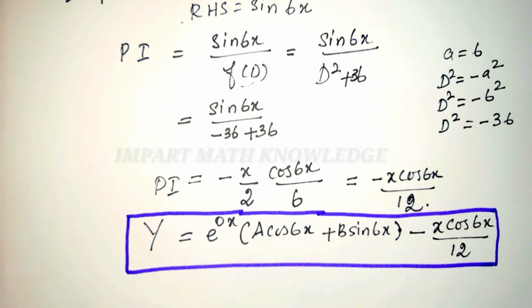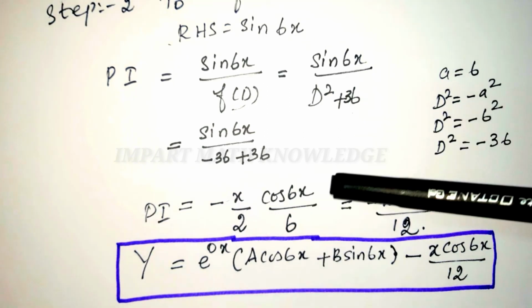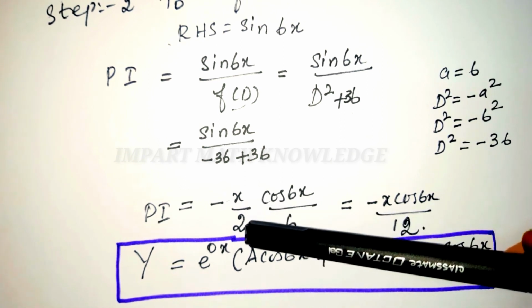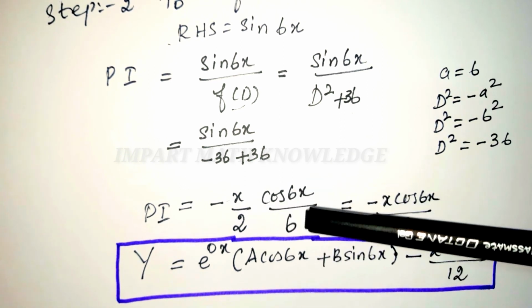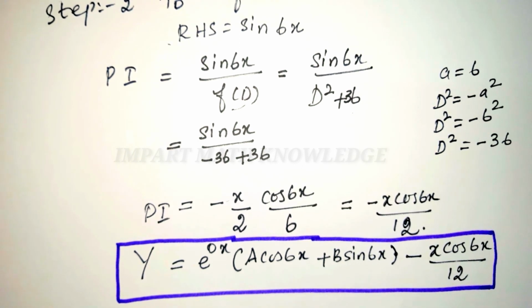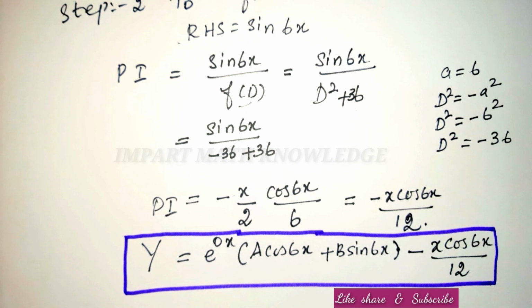The general solution is y equal to e^(0x)(a cos 6x + b sin 6x) minus x by 12 cos 6x. In this problem, denominator is 0. In that case, your particular integral is −x by 2 cos ax by a. Here a value is 6. Suppose your problem is cos, then particular integral is x by 2 sin ax by a. Hope you all understand. Thank you for watching.